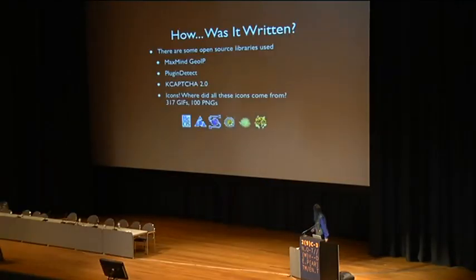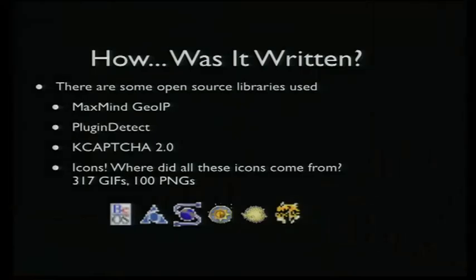Oh, so how do they do it? A bunch of it is actually all GPL open source PHP libraries. The big ones are the MaxMind GeoIP database, PluginDetect, which is the first thing you see when you hit the landing page. And then in version 2.0, they added a CAPTCHA system on the admin login page. There's also like 400 icons.